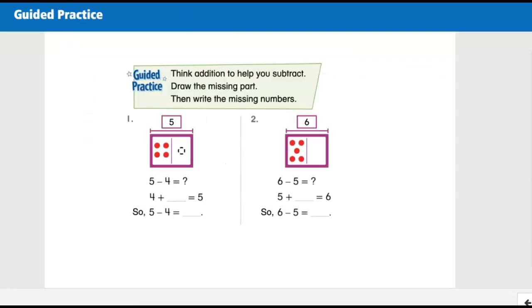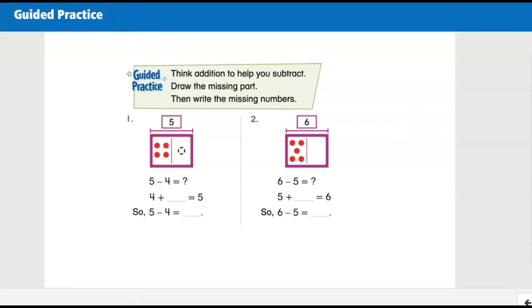Now let's look at our guided practice together. Our guided practice tells us to think addition to help us subtract. Draw the missing part. Then write the missing numbers. So we saw some of these examples in our video that we watched earlier. It wants us to think addition to help us subtract. So let's look at number 1.